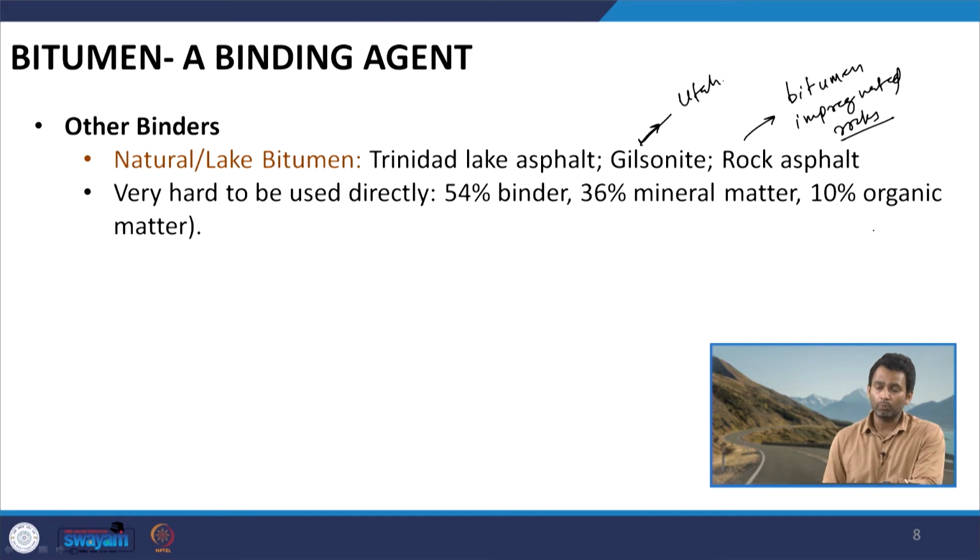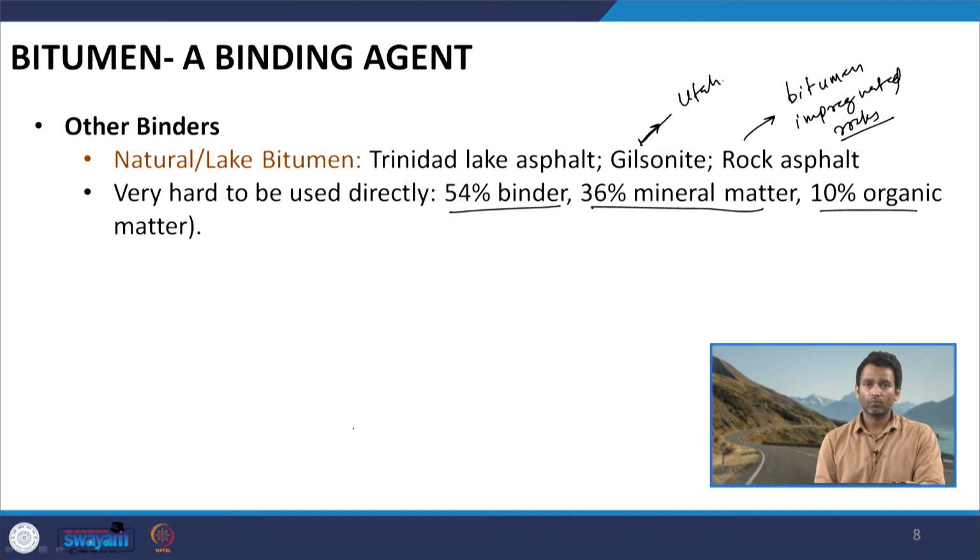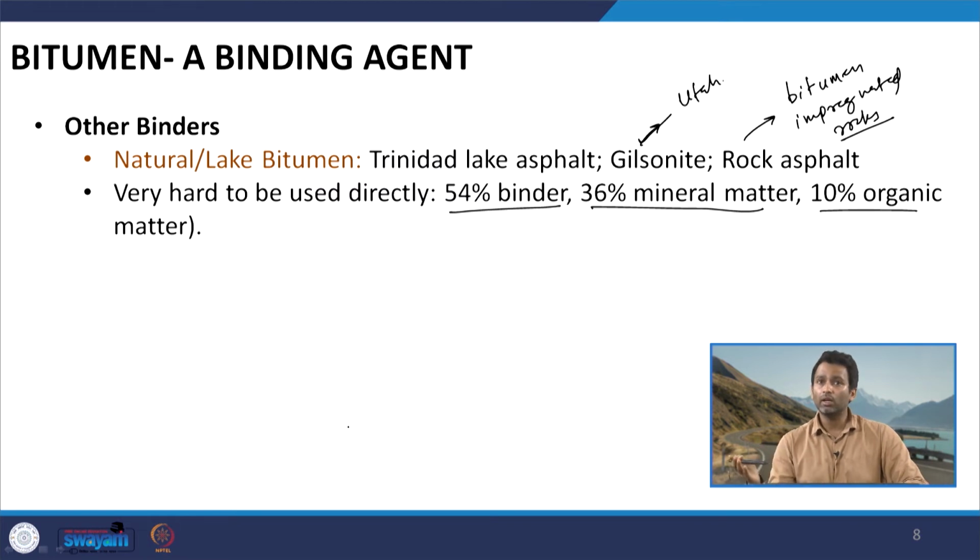If we see the typical composition, the natural bitumen or the lake bitumen has approximately 54% binder, 36% mineral matter which we have to remove before we can use it for construction, and about 10% organic matter. So, before its use we have to heat the bitumen to a very high temperature of around 163 degrees Celsius, so that we also remove the entrapped water. Then we have to screen it so that we remove the mineral matter and any other matter which are present in the bitumen, and then only we can use the actual bitumen which comes out for construction.